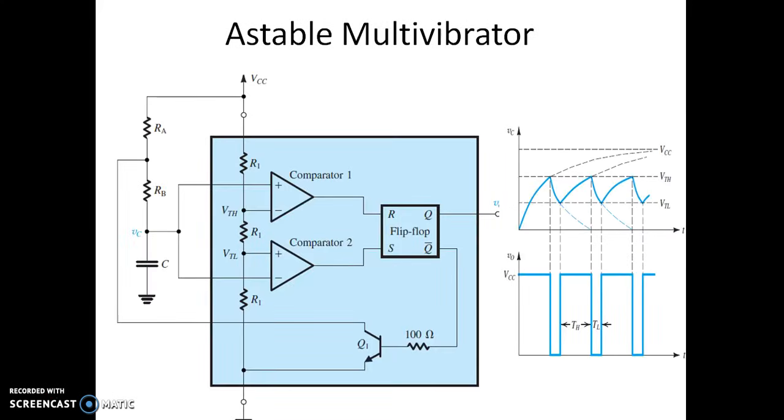This is a circuit diagram and the waveform of an astable multivibrator using a 555 timer. Again, the blue colored circuit is a 555 timer, and we have three extra components, that is RA, RB and a capacitor C, which are going to be connected in a particular fashion so that the 555 timer works like an astable multivibrator. We shall see the working of this astable multivibrator in detail in the coming slides.